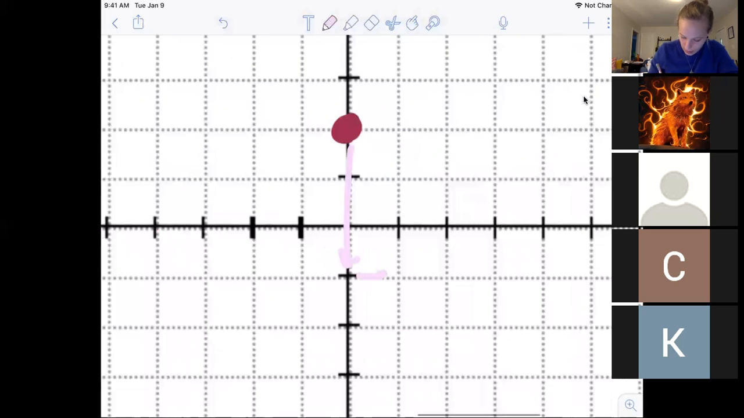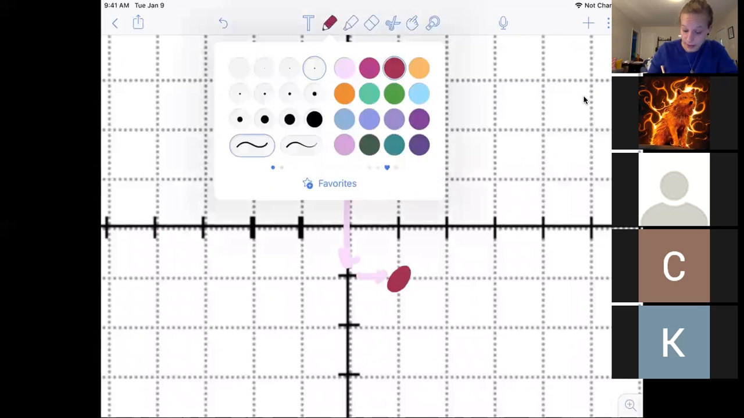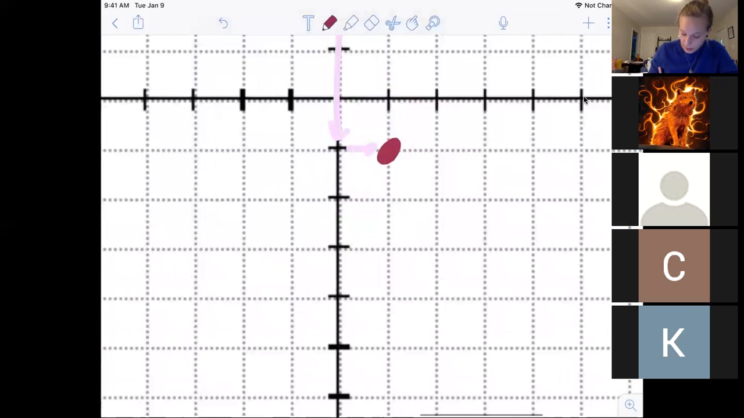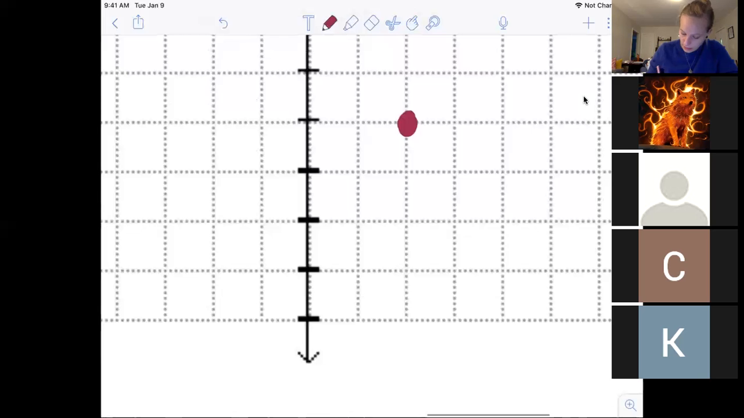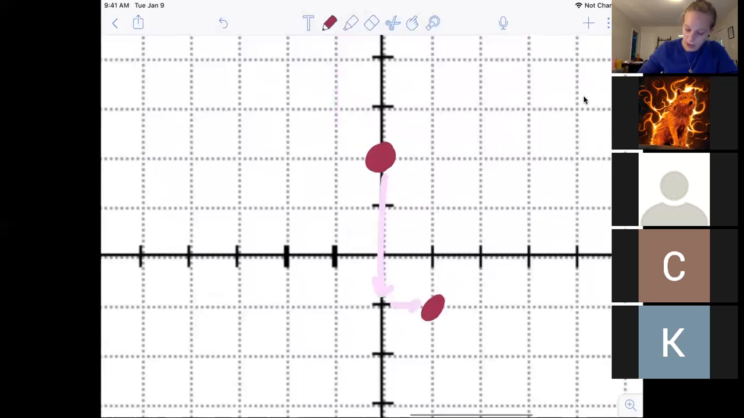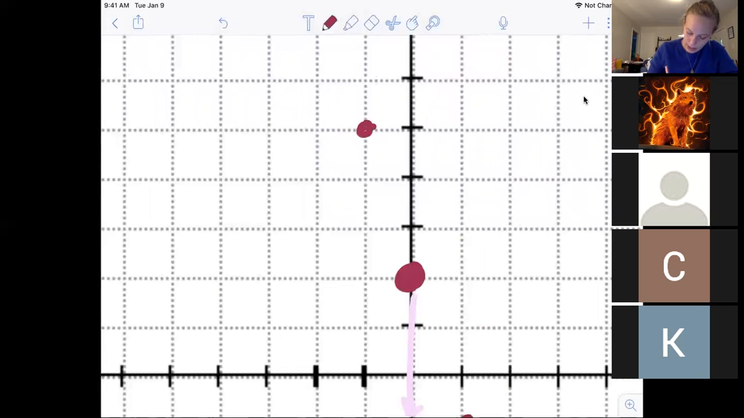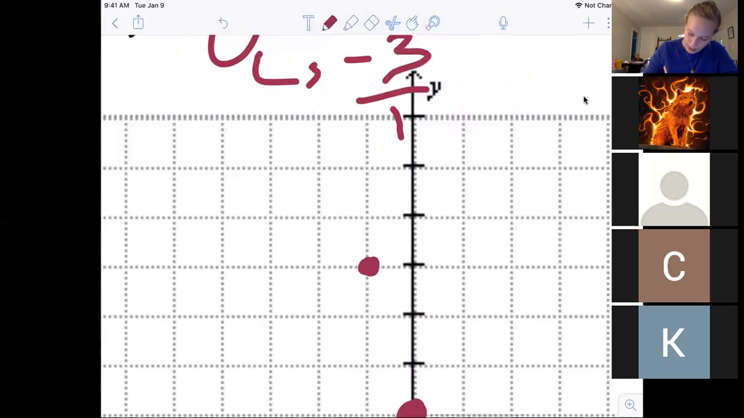Down 3, right 1. Give me a point. Ooh, wrong color. And I like to keep going. Down 3, right 1. Here's another point. Down 3, right 1. There's another point. Now I'm going to go up the other way. Up 3, left 1. Up 3, left 1. Nope.